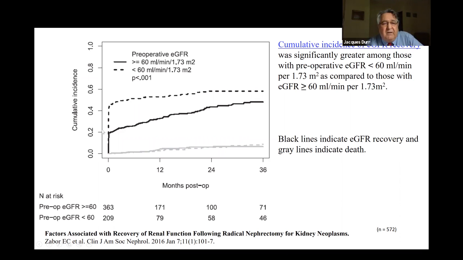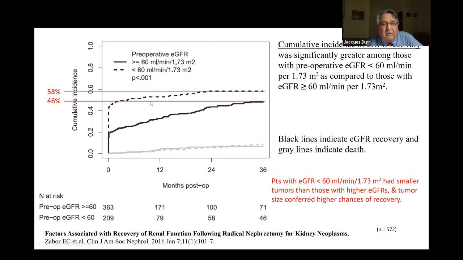Here is the cumulative result of this study. The dotted line are patients with smaller GFR, and the solid line are patients with better GFR. And as you can see, with time, the ones with lower GFR actually recover renal function more than the others. For example, by 3 years, there is a 58% recovery in patients with lower GFR as compared to patients with larger GFR. So the data we obtain are not always intuitive, and we need to take this into account.